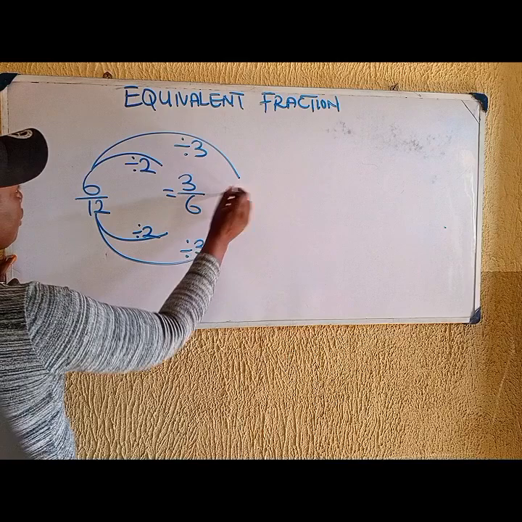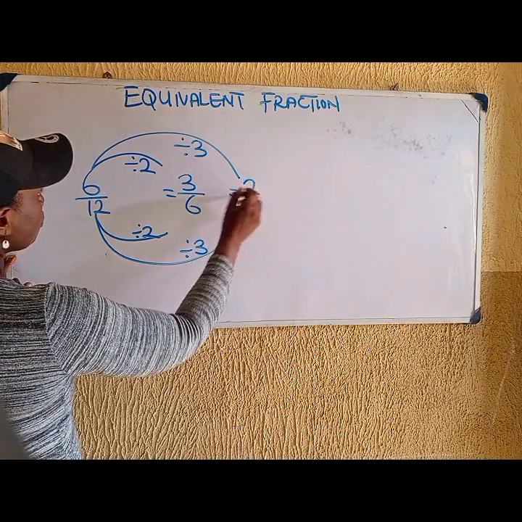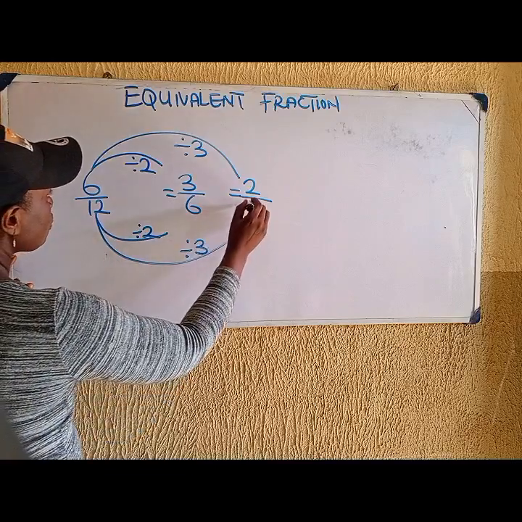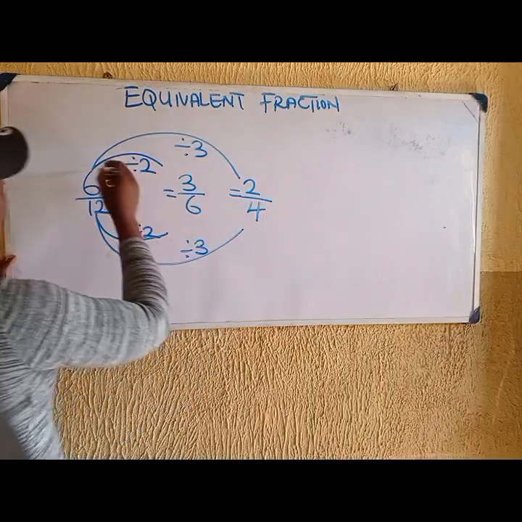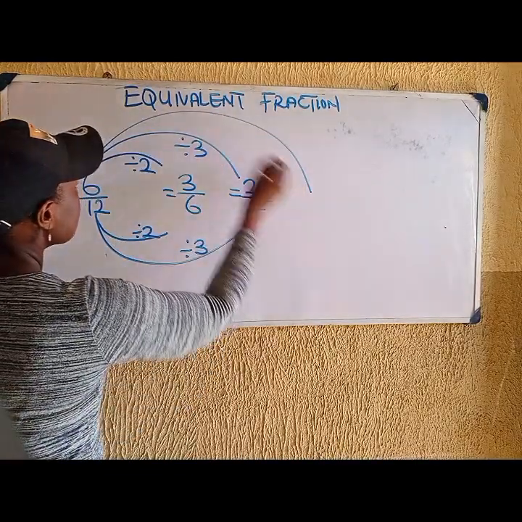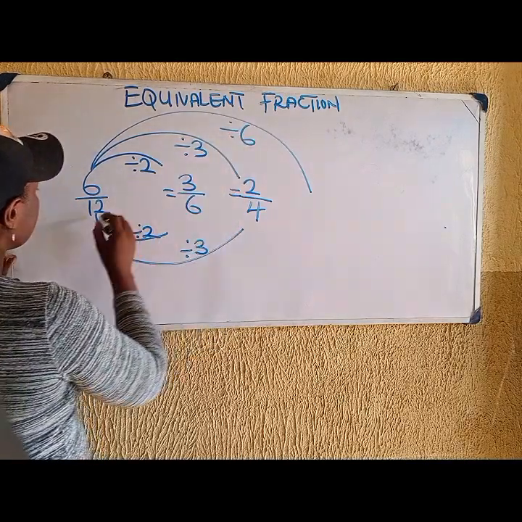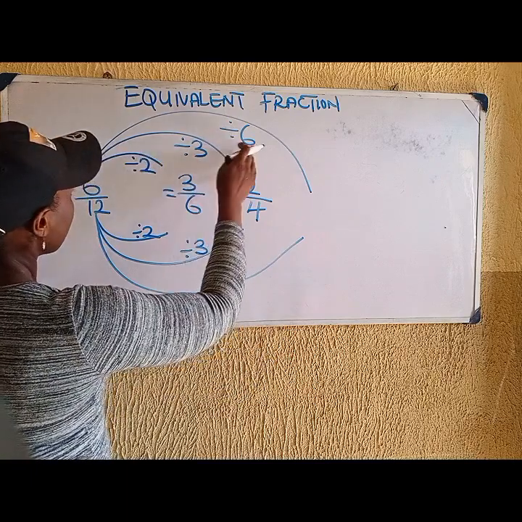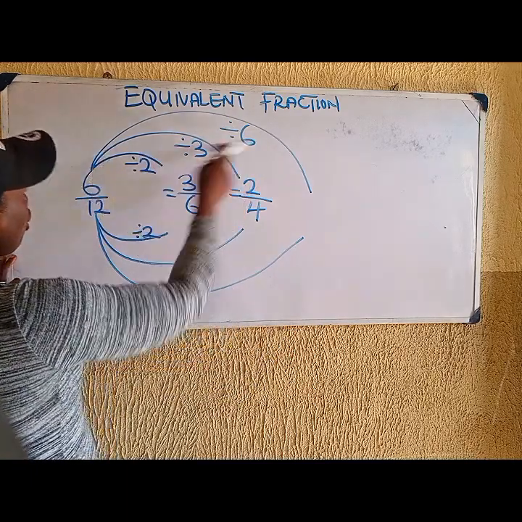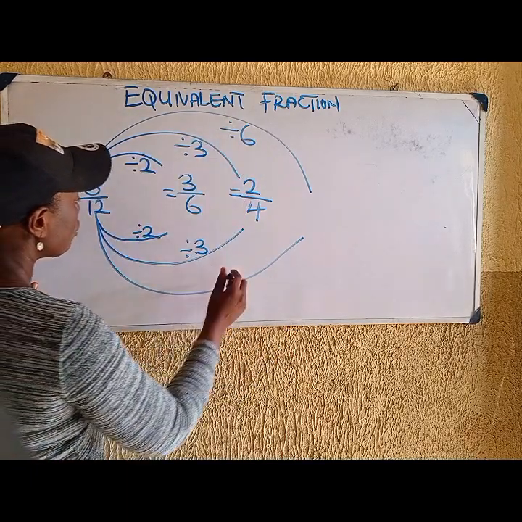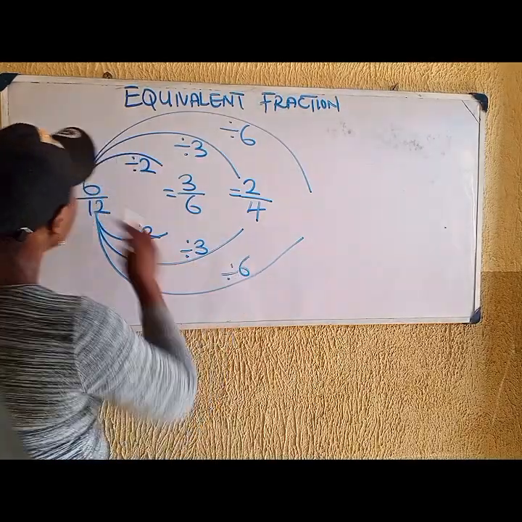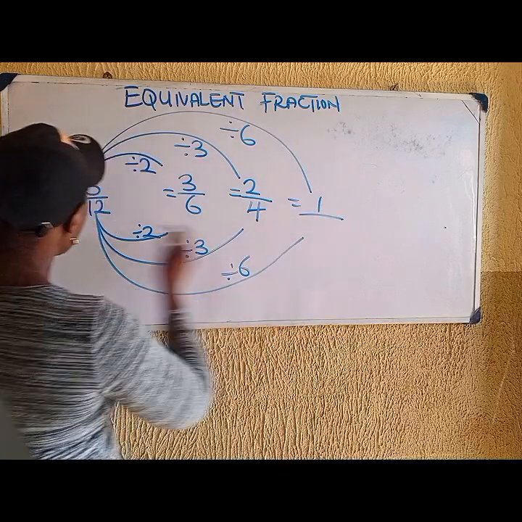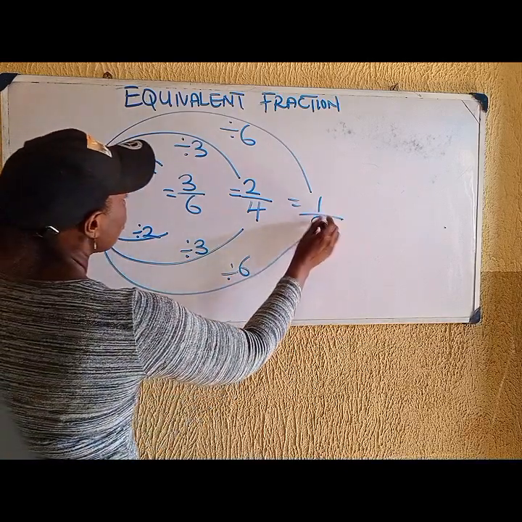We can also divide again by 3. 6 divided by 3 will give us 2, and 12 divided by 3 will give us 4. We can also divide again by 6. Remember, whichever number you use to divide the numerator, you also use it to divide the denominator. So 6 divided by 6 will give us 1, and 12 divided by 6 will give us 2.